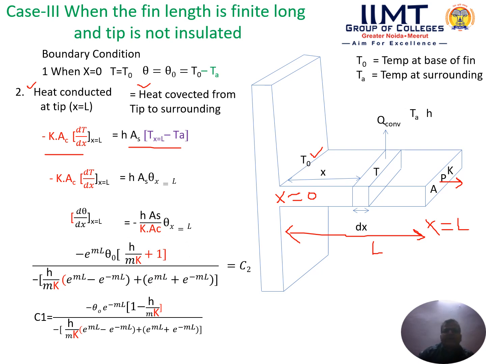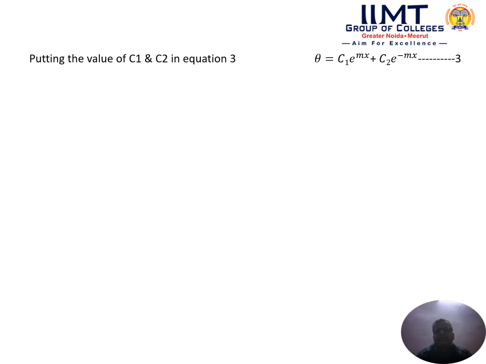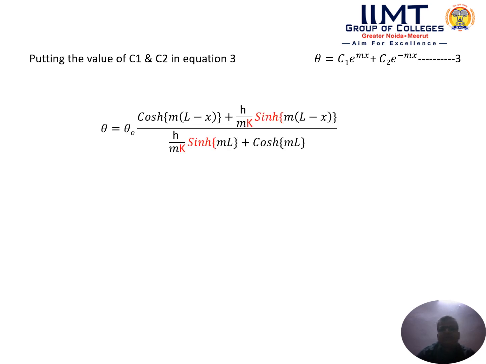This is the boundary condition. By using these two boundary conditions, we can easily get the values of C1 and C2. By putting the two boundary conditions in equation number 3, we can easily get the values of C2 and C1. Then by putting the values of C1 and C2 in equation number 3, we can easily get the temperature distribution equation for case number 3. This is the temperature distribution equation for case number 3.